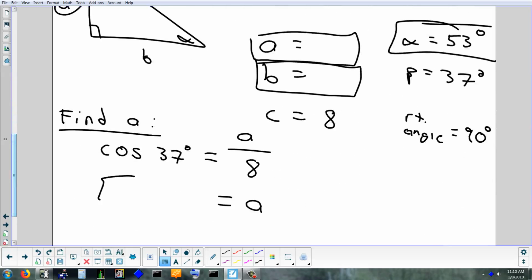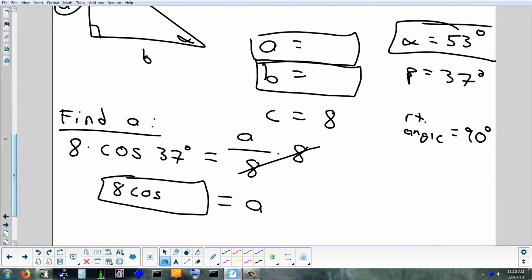Now when we're done, we want to get A by itself. So what would I do in that equation above where I just wrote to get A by itself? Multiply both sides by 8. Now we got to type that in on the calculator and see what we get, but that's our answer. Any questions on that?